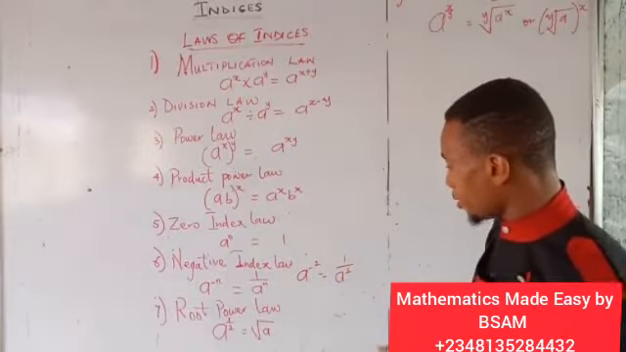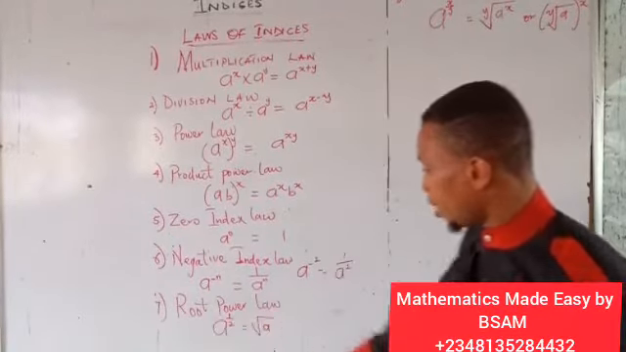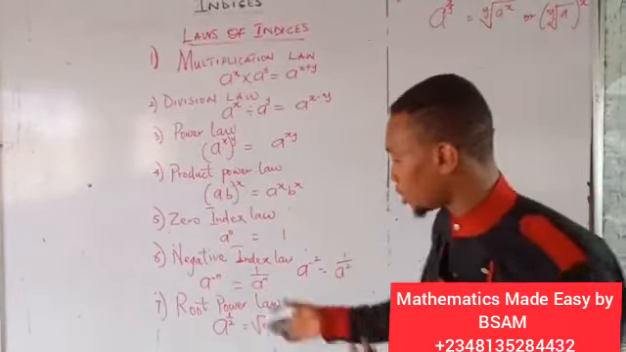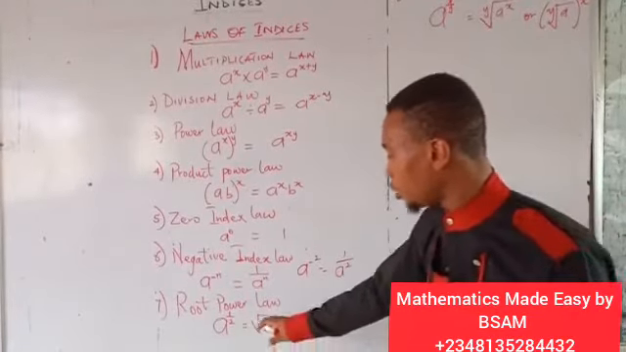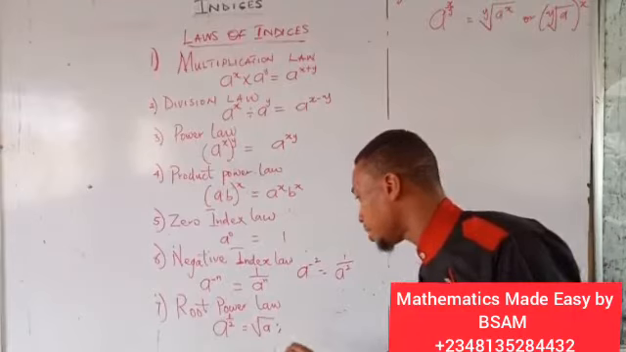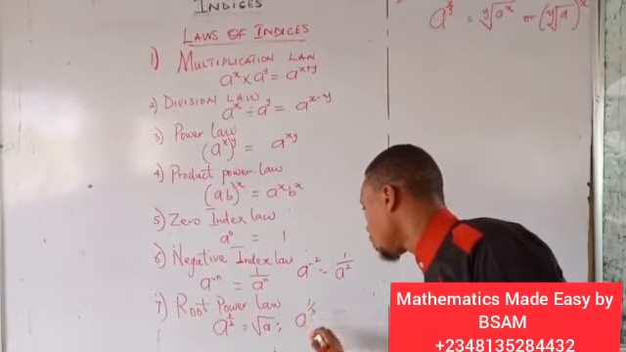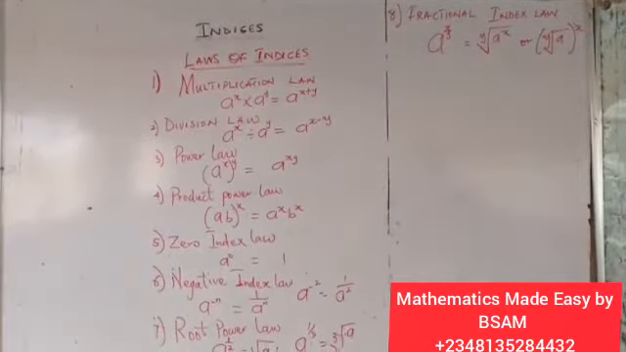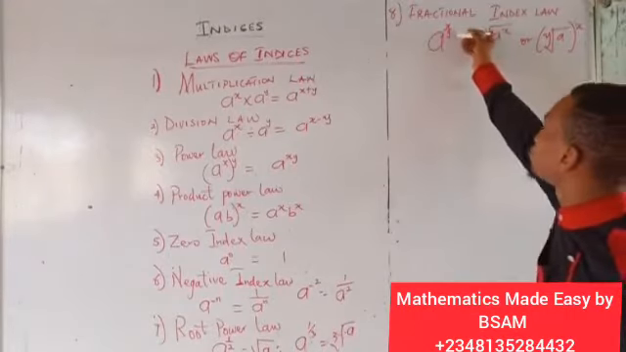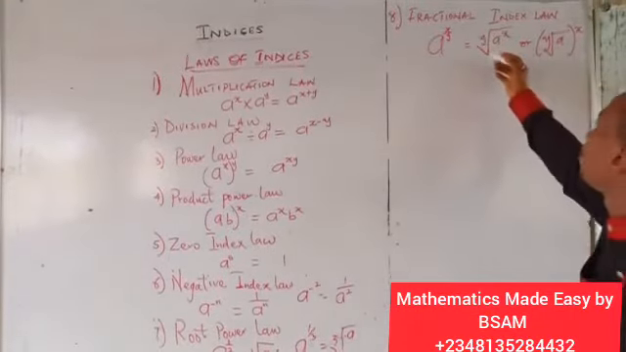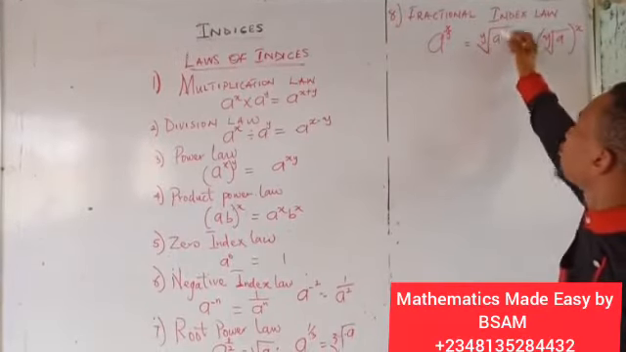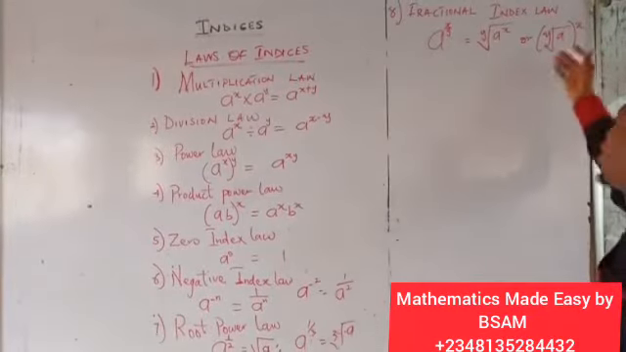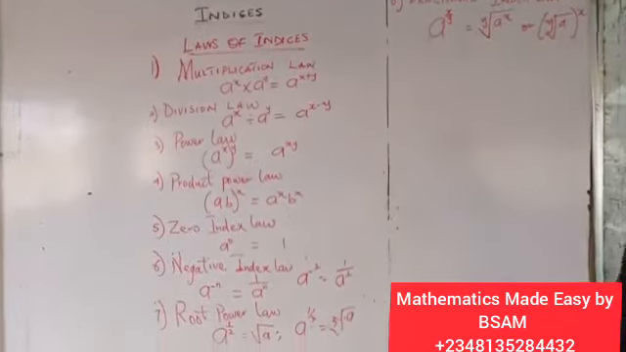2. Similarly, we have the root power law. The root power law states that when you have any number raised to the power of, say, 1 over 2, then it's going to be the square root of a, which also means that a raised to the power of 1 over 3 means the cube root of a. Then finally, we have the fractional index law. This looks like a fraction, which means that we have the y-th root of the base raised to the power of the number on top, or you can write it in this form as well. You're going to get the same answer.